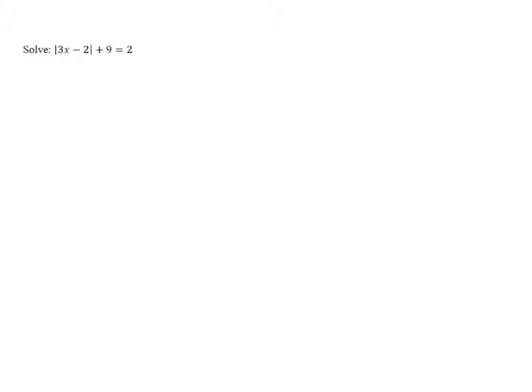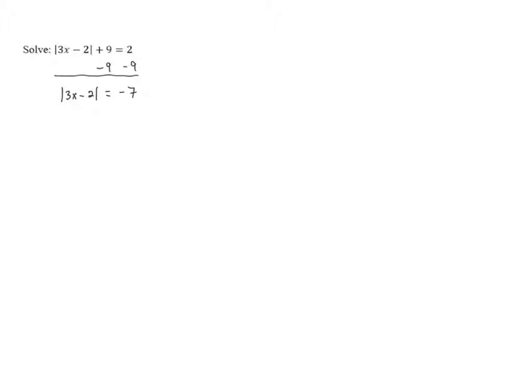Solve the absolute value of 3x minus 2 plus 9 equals 2. Again, we need to get the absolute value by itself on one side of the equation before we can try and split it up. So we have to get rid of that 9, which is going to require subtracting 9 from both sides of the equation. When we do that, we have the absolute value of 3x minus 2 equals negative 7.